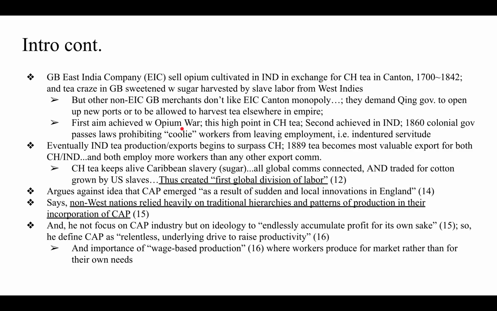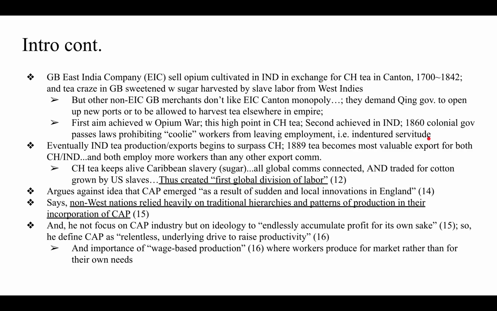And this was then, after this, the high point in the Chinese tea trade, right? And then the second aim was achieved in India, where in 1860 the colonial government passed laws prohibiting coolie workers from leaving employment, i.e. indentured servitude.